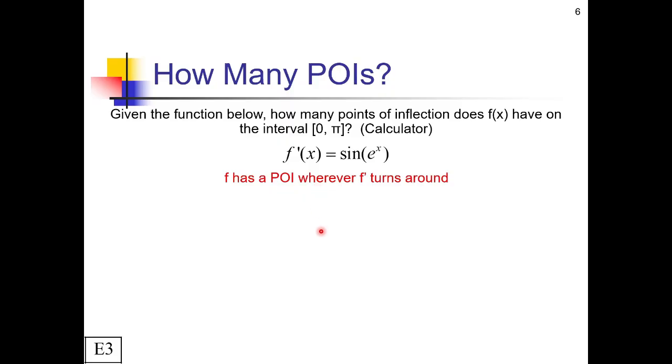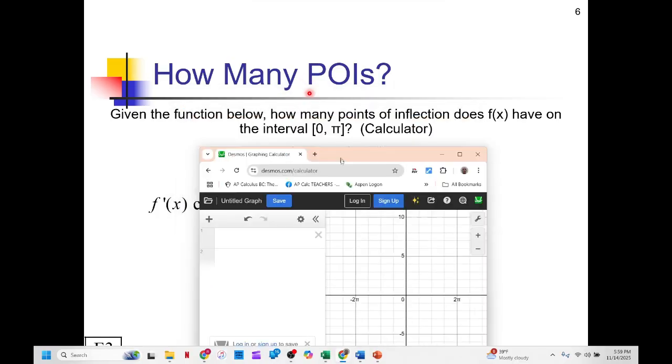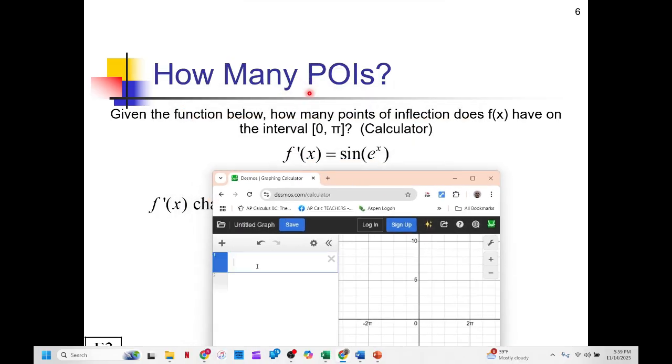So I decided to go the route of seeing where f prime changes from increasing to decreasing or decreasing to increasing, basically where we reverse directions or have a max or a min. So let me go to Desmos and graph this out. So let me get my function in here. I'm just going to call this g. So g of x equals sine of e to the x.